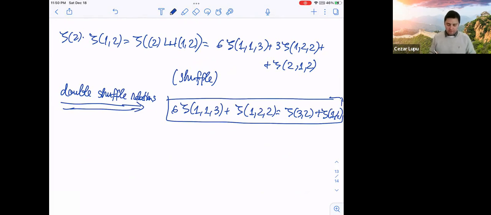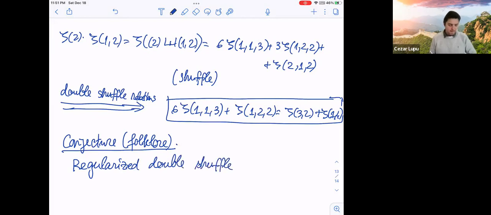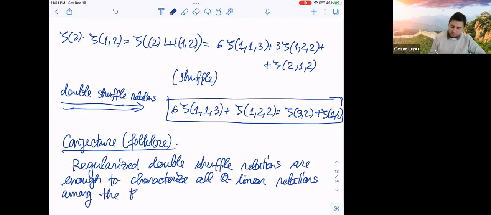So at this point, putting everything together, we have this folklore conjecture, which basically says the following: that if we allow even regularized values, the regularized double shuffle relations are enough to characterize all linear relations among the multiple zeta values. Anyway, still this is a folklore conjecture at this point.